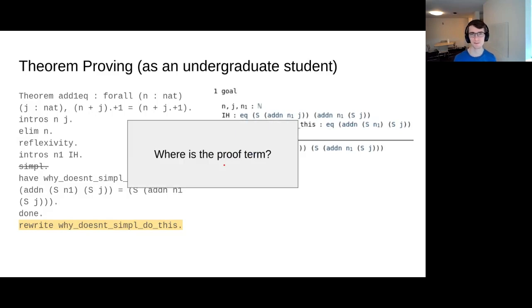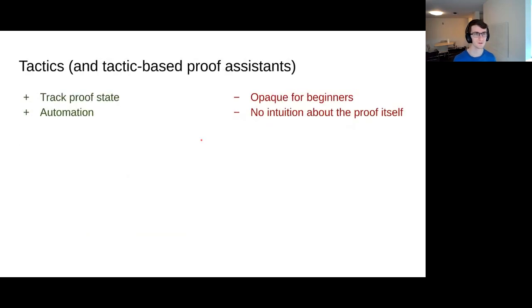So pedagogically, this isn't the greatest way to prove a theorem. We don't really have a good intuition about what's going on under the hood. We want to see what is the proof term that's actually being generated here. So, tactics, they're great because we can automatically track the proof state. They allow for some great automation, but it's really opaque, especially if you're a beginner and you don't have any intuition about what's actually being done with a proof. We're just kind of moving things around. We don't know what's actually happening.